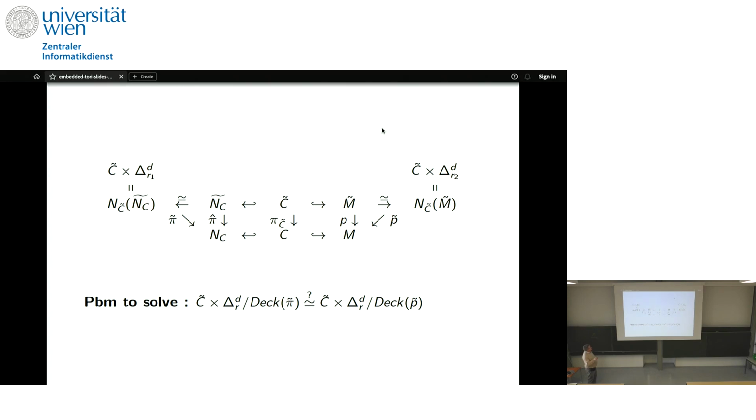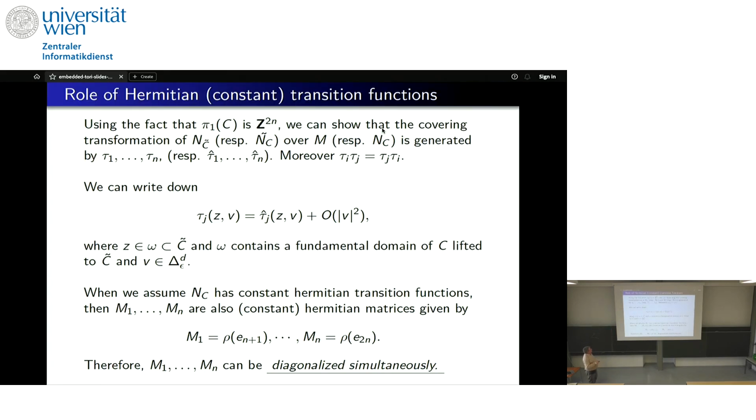And finally, we know that the deck transformations here can be described as a kind of linear map. And the deck transformations there can be described as a nonlinear perturbation of the linear map. And so solving this problem amounts to finding a transformation that will linearize the deck transformations of that one. So here is a more technical description of it.